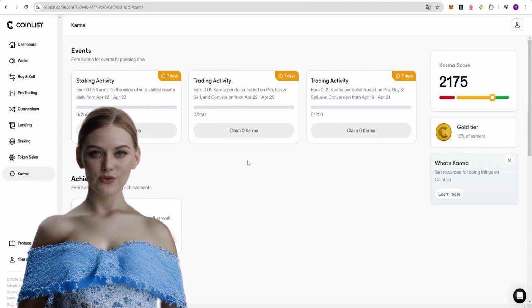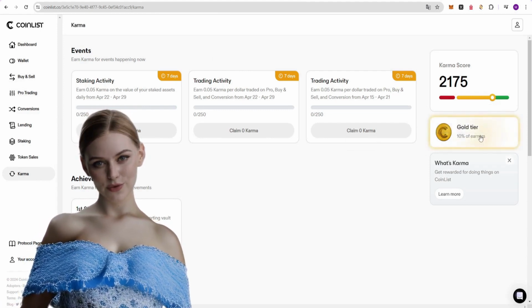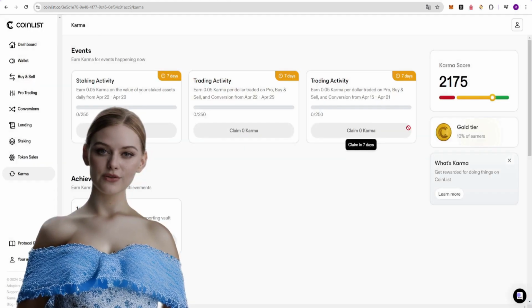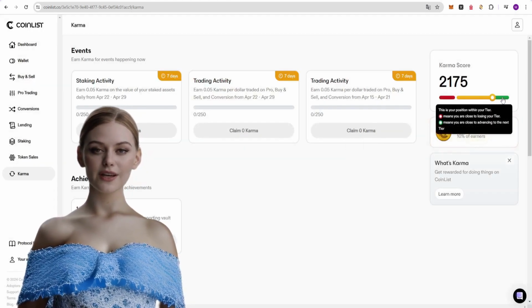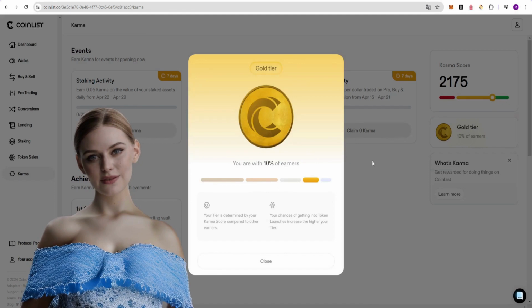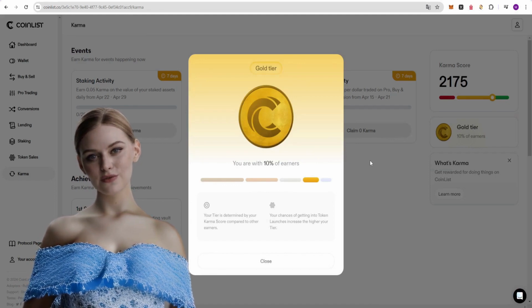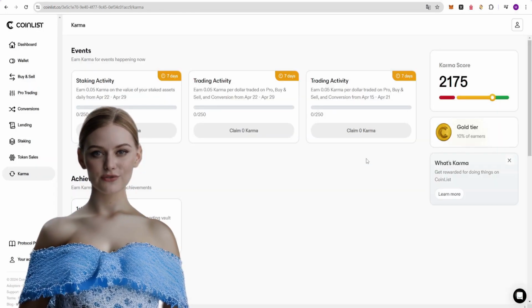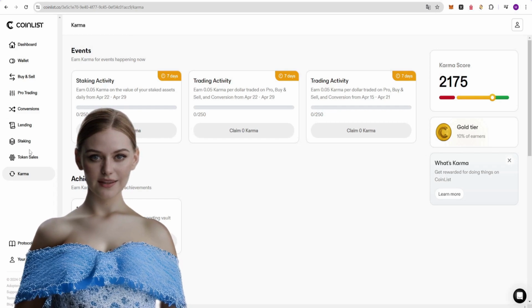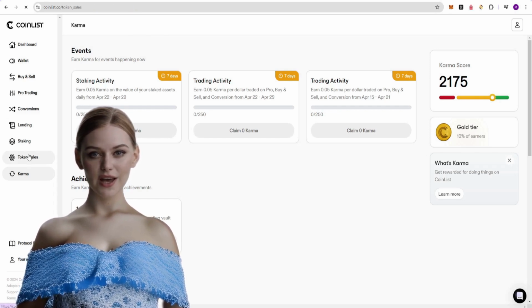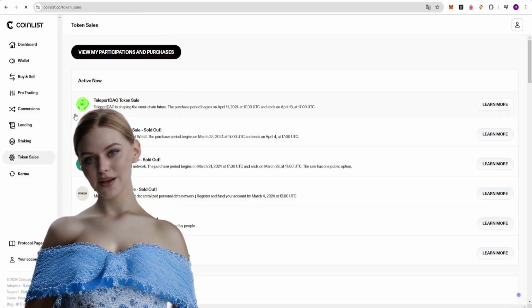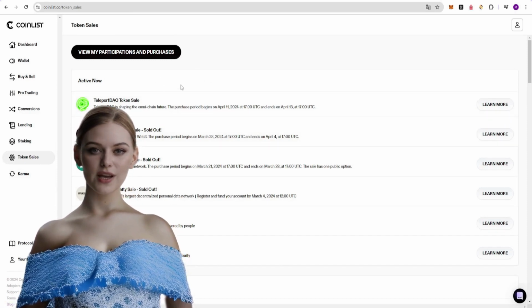I'm currently in the gold tier with 2175 points. Since I'm close to the green color, I'm close to advancing to the next level. The reason Coinlist introduced this new karma system is to encourage users to be active. The more active you are, the higher the chance you have of advancing to the next level. Thus, your chances of participating in Coinlist's new pre-sales are also high.